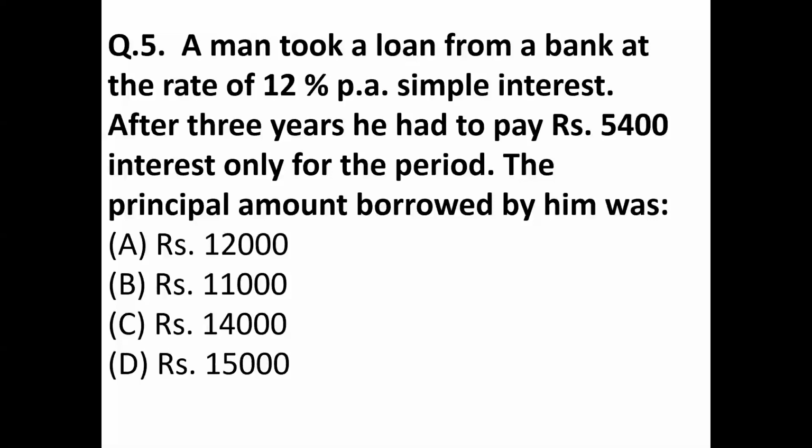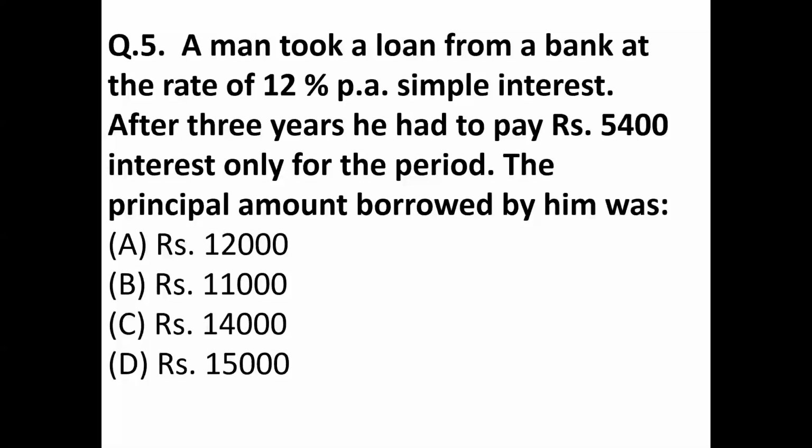So first let's check the question. A person has taken a loan from the bank at a rate of interest of 12% per annum. Yearly he has to pay 12% of the principal amount. The total simple interest after 3 years will be 5400. Within the 3 years, he needs to pay this 5400 as interest only.